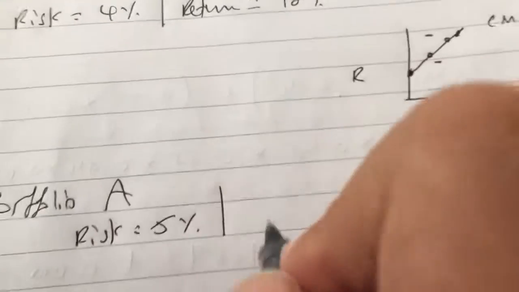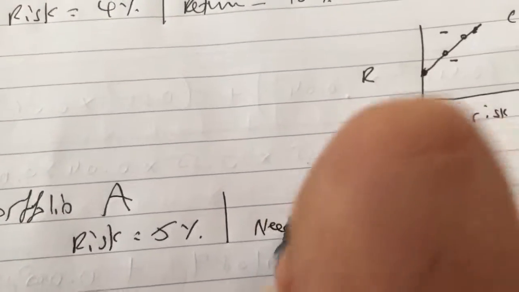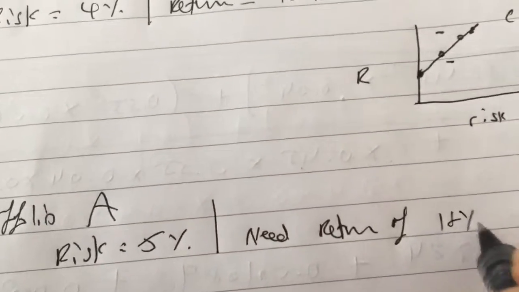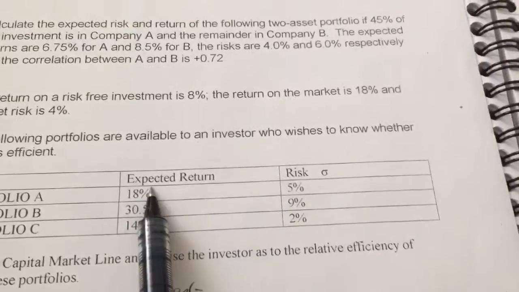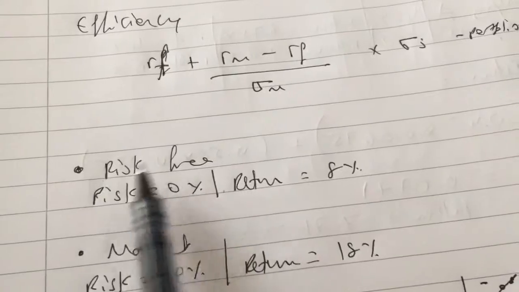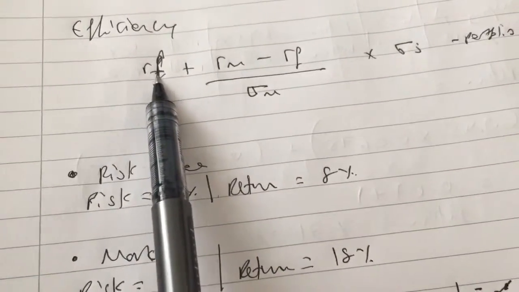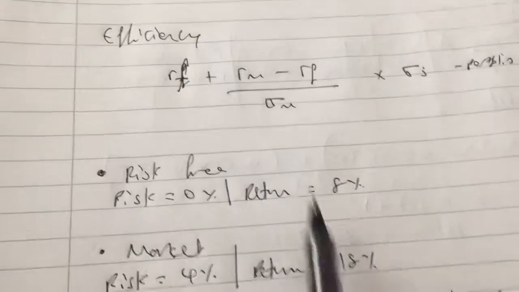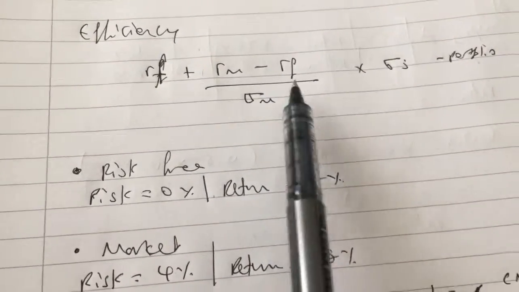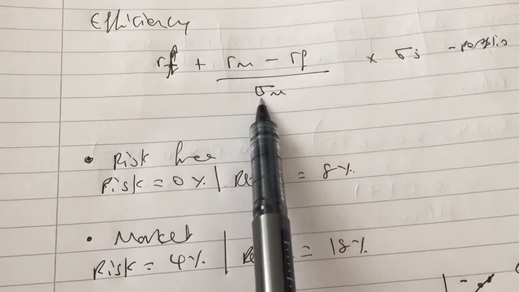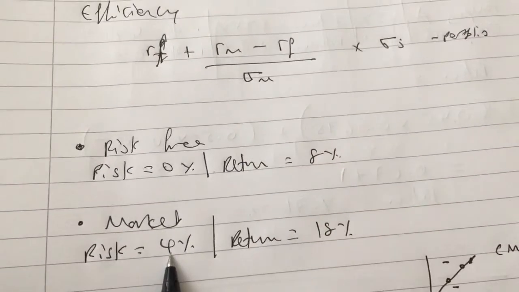And we need, with the expected return, we need to get a return of 18%. Our risk is 5, and we need to get a return of 18%. We're using this formula, and they've given us all the information: the return of the risk-free, 8%, the return of the market, 18%, minus the return of the risk-free, 8%, and the risk of the market, which is 4%.